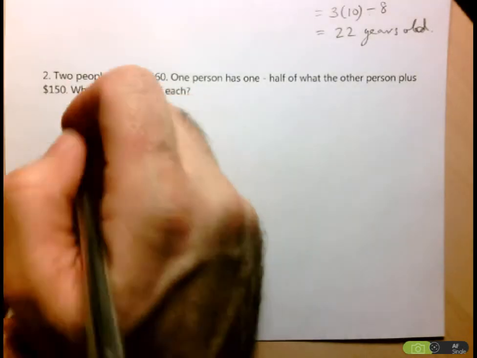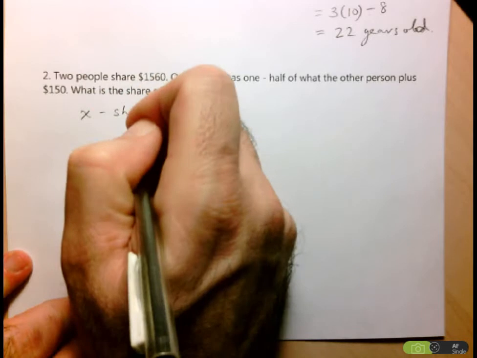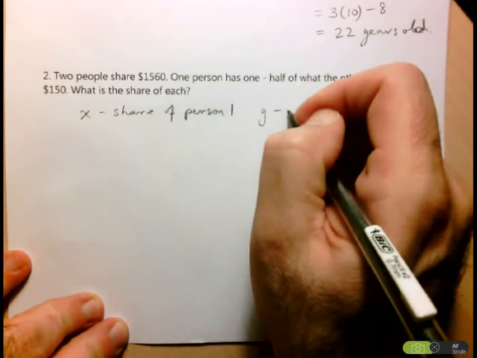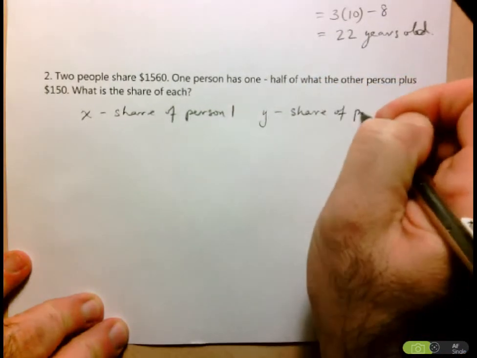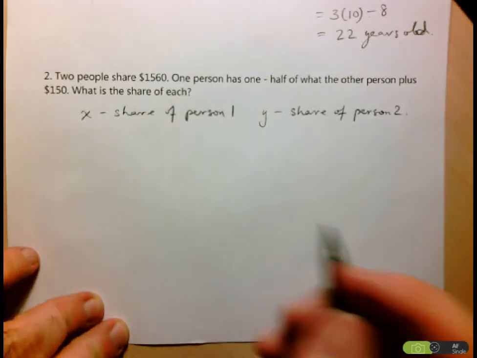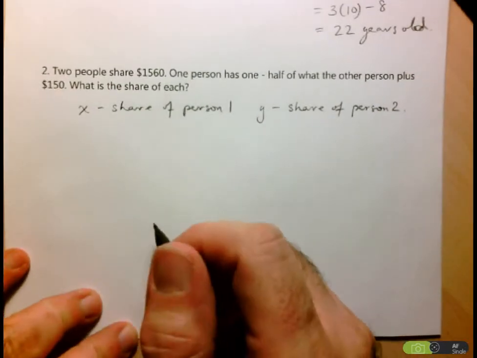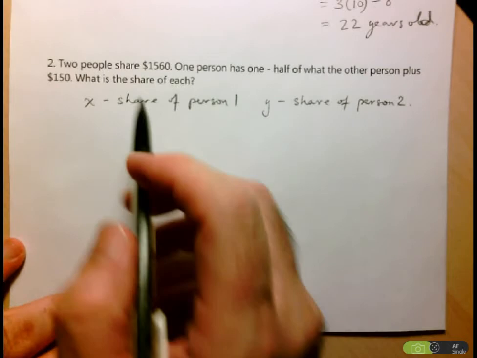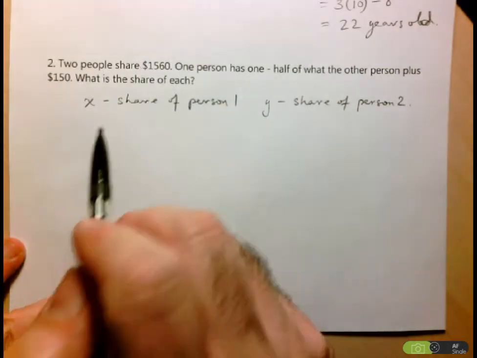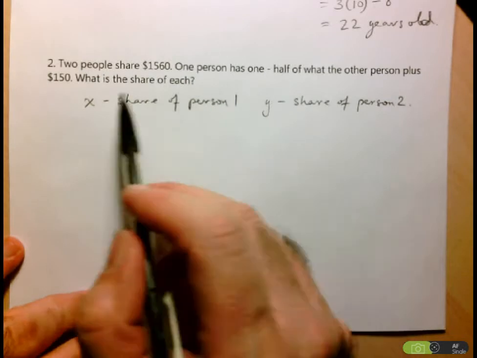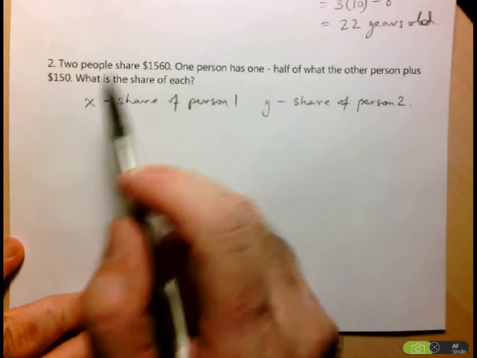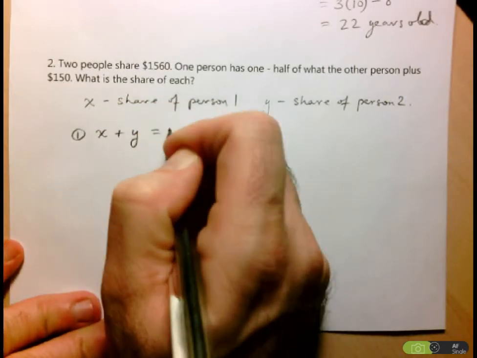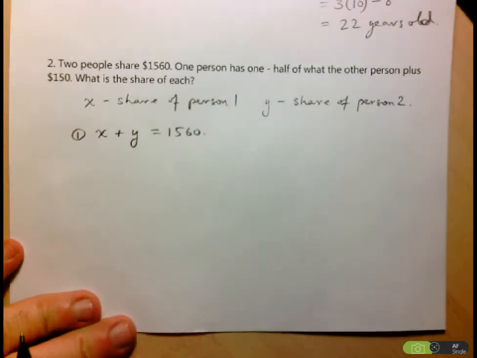So let's call X the share of person 1. And then we can call Y the share of person 2. Use any variables you like. Usually X and Y are your default ones. So now let's read these sentences and translate them into equations. So they share $1,560, meaning if I take the 2 shares and add them together, I get the total, $1,560. So there's one equation, X plus Y equals 1,560. So that's the easy one.